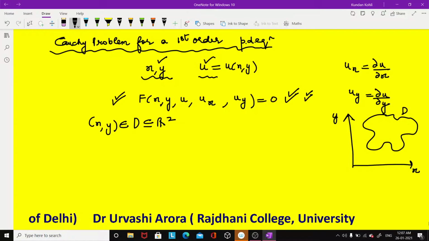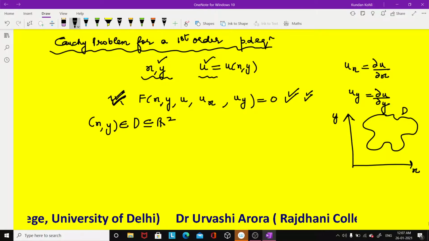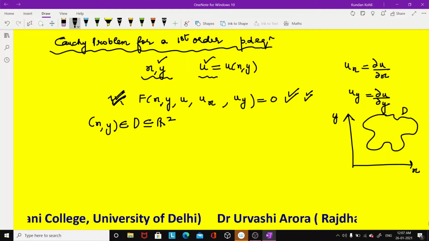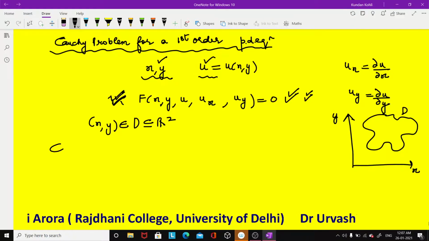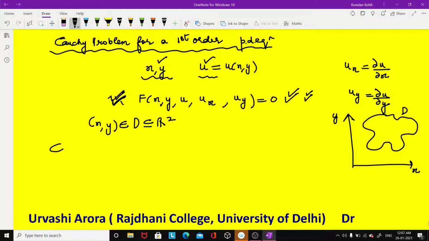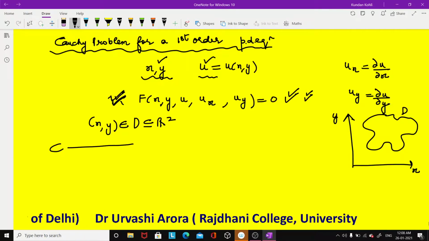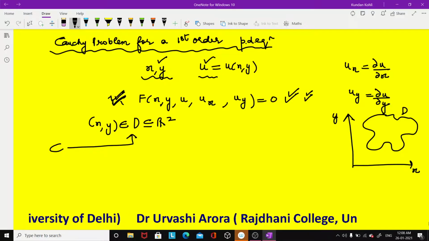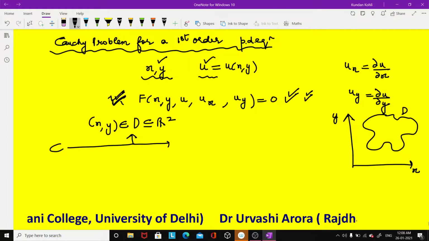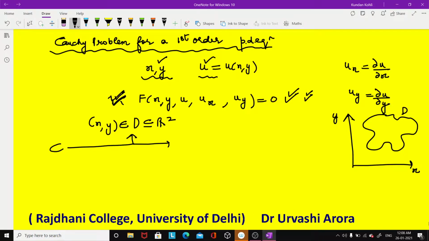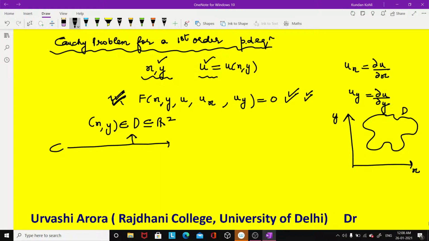Now, when you talk of the Cauchy problem for a given first order general partial differential equation, you always start with a curve. There is a curve C which is given to us always in the beginning, and this curve C is in the domain that we are considering. So C is a curve in the domain D, and let's say the equations of the curve C are given in parametric form, although they can be given in Cartesian form also.